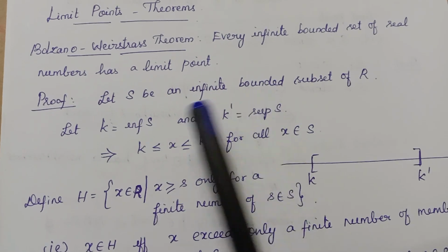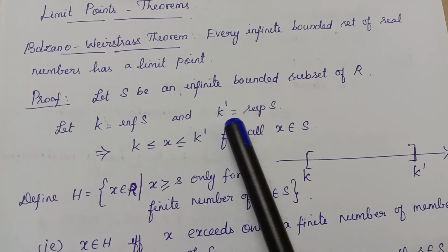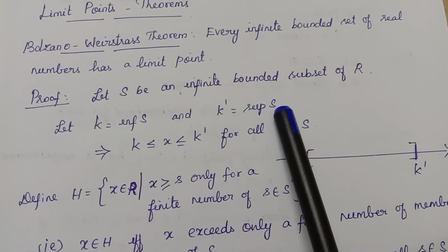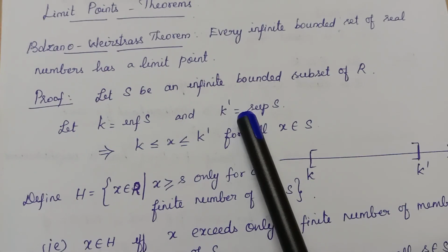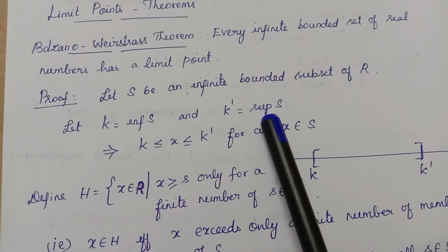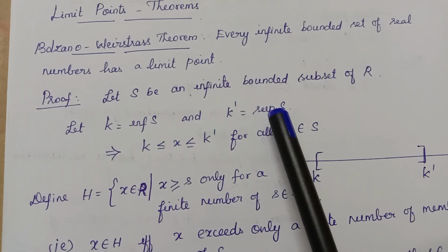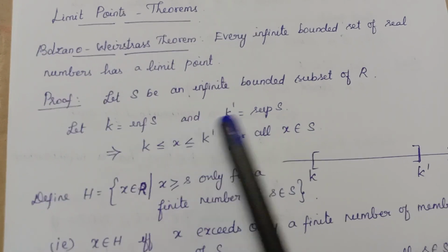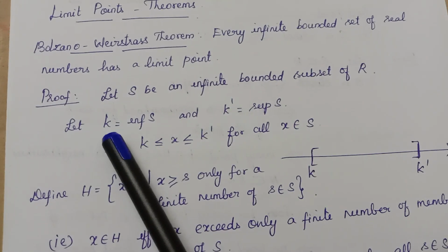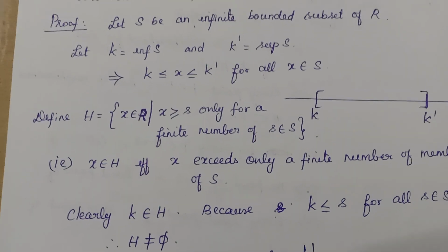So bounded below means definitely it will have an infimum, and bounded above means it will definitely have a supremum. And I am taking K as the infimum for the set and K dash as the supremum. This I am writing by the order completeness property of R. What do you mean by order completeness property? That is, if you have any bounded set of real numbers, that will definitely have a supremum and infimum. So by using that property, since S is bounded, it will definitely have a supremum and infimum, and I am taking them as K the infimum and K dash the supremum.